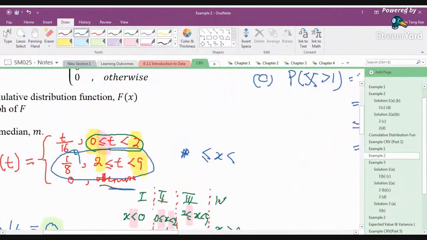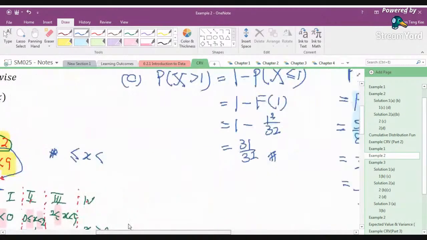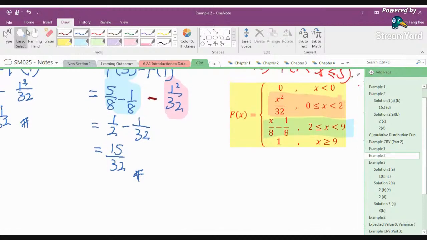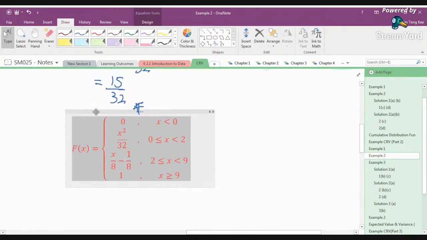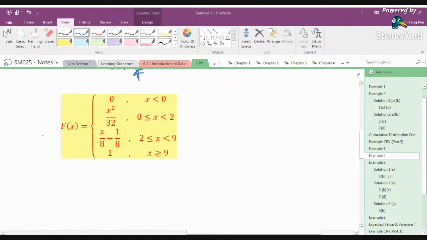Okay, go on. The last part, D. What we want to do is find out the median. So guys and girls, in this question we already have the cumulative. So we just make use of the cumulative function to get the answer. We don't have to go through the process of integrating anymore. So let's see. Again, I drag down this function for reference to solve for part D. How do we find the median for this case here, guys and girls?